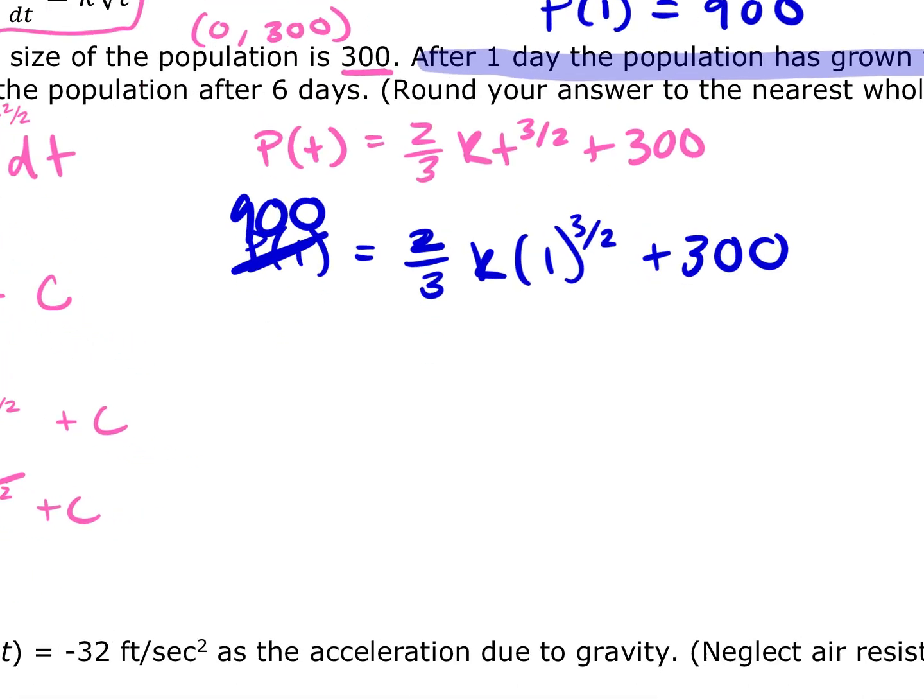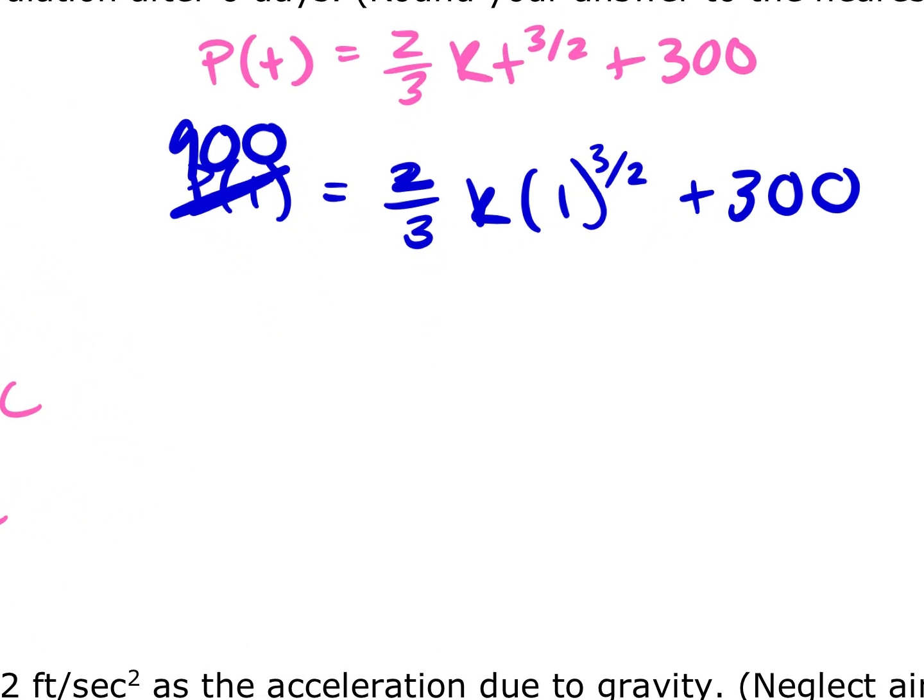So let's simplify from here. What should we do first to simplify? Subtract the 300, perfect. So 600 equals 2/3 k. What's 1 to the 3/2 power? 1, perfect. So that's just 1. Since it's multiplying to the k, we can just get rid of it. We don't have to put the 1 there.